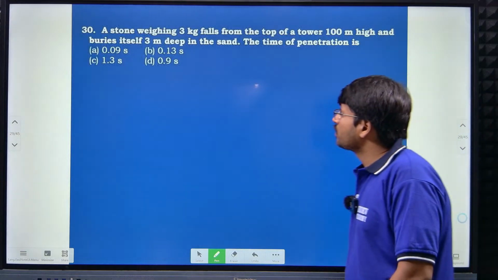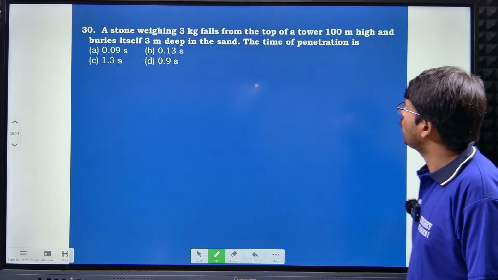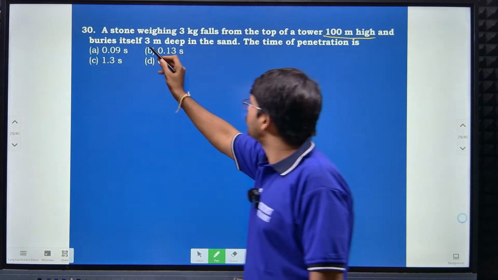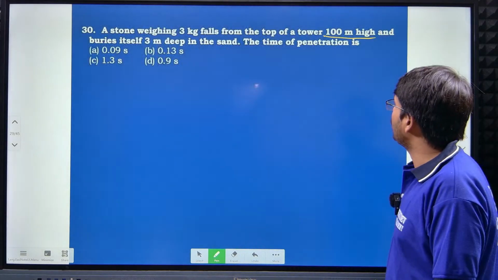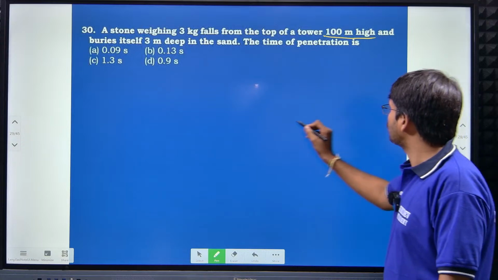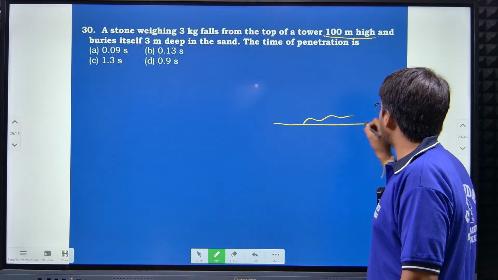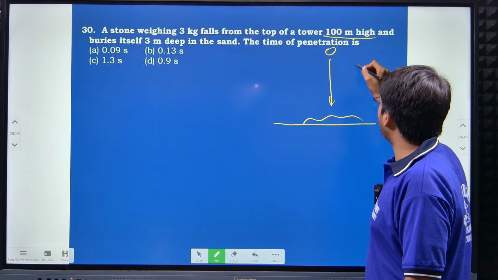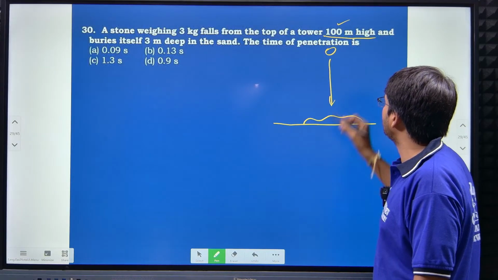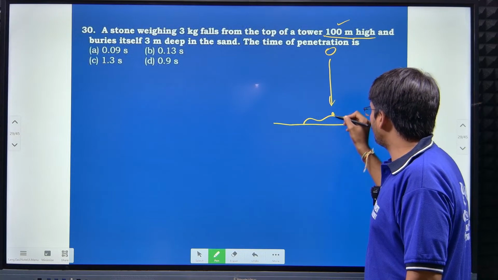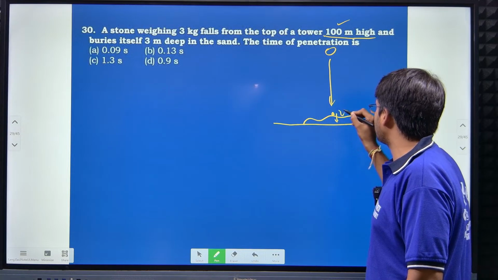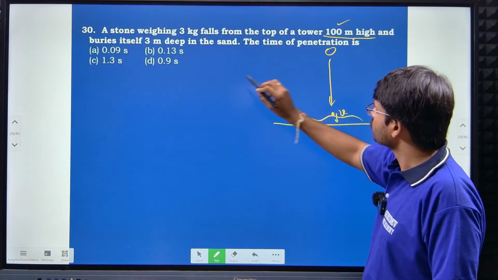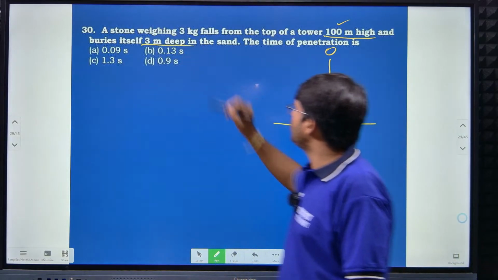Okay, next. A stone weighing 3 kg falls from the top of a tower 100 meter high and buries itself 3 meter deep in the sand. The time of penetration is. So let us say here we have sand, and a body is released from a height h, that is the 100 meter, and whenever the stone enters the sand it has some velocity, let us say u, and it moves 3 meter deep in the sand.